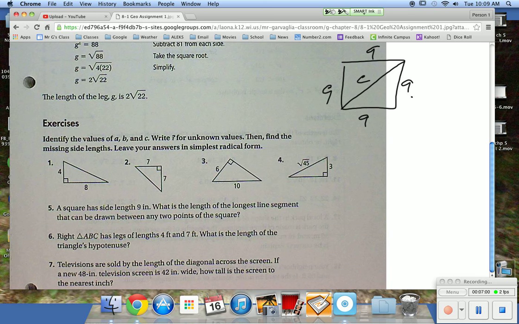A right triangle, ABC, has legs of 4 and 7. What is the length of the triangle's hypotenuse? Well, here they have 4 and 8. All you have to do is make it 4 and 7.